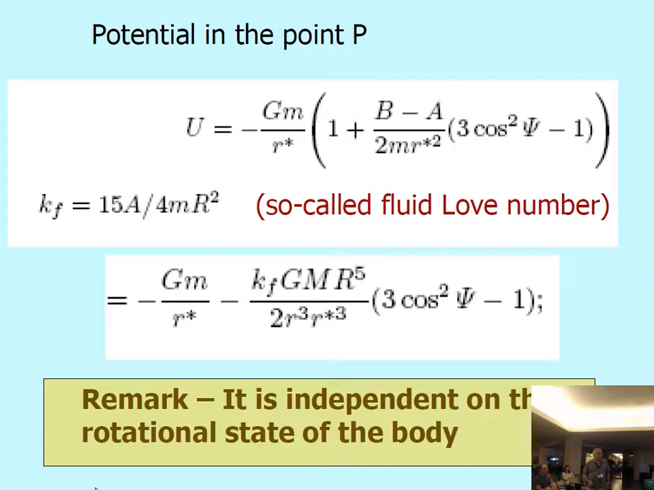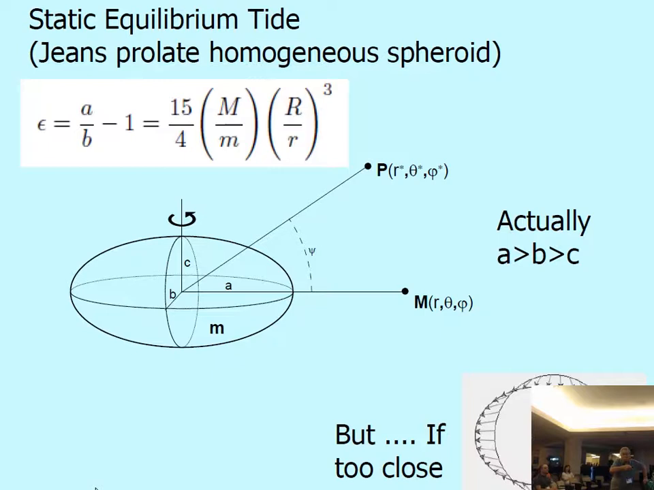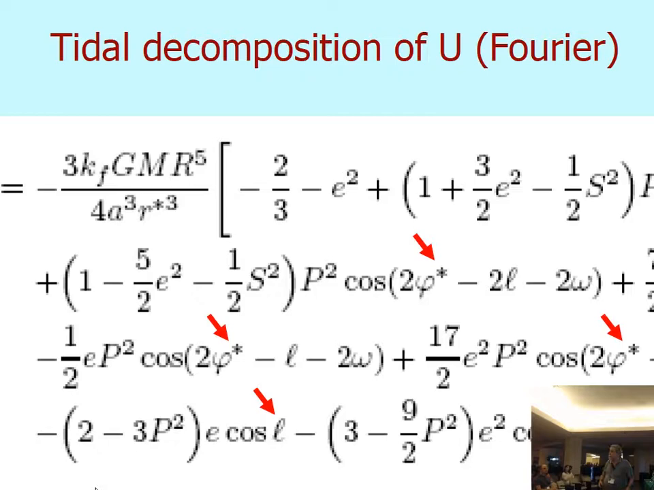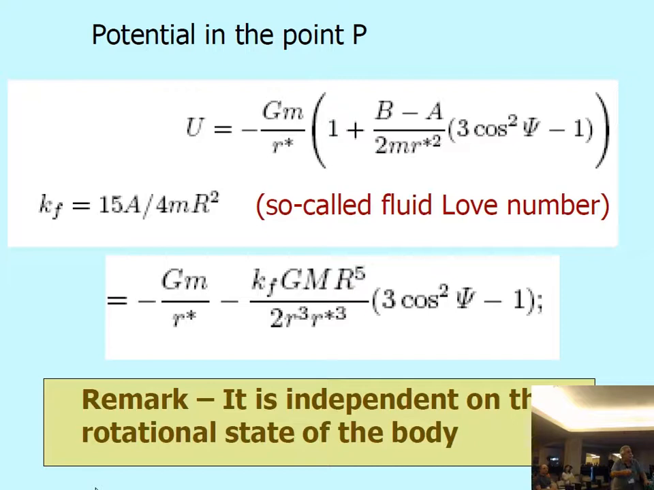What is important is that it is independent of the rotation of the body. Why? Because the body will always adjust itself to the direction of the Moon. So even if the body is rotating, the major axis is always directed to the Moon. So this potential does not depend on the rotation of the body. The body is adjusting itself to the attraction of the Moon. We have here the distance r, we have here the angle between the two directions, etc. We can put all the machinery of the two-body problem there, make the substitutions and get something like this.